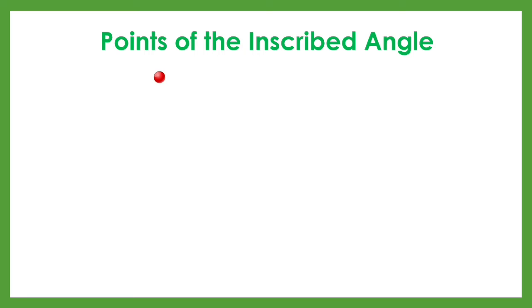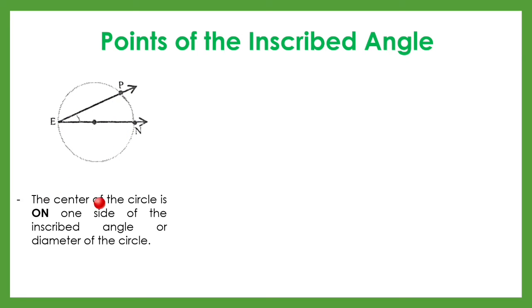Let's now have the points of the inscribed angle. So, una, tingnan natin itong figure na to. So, yung center, saan natin makikita? Nandito sa ating inscribed angle. So, the center of the circle is on one side of the inscribed angle or diameter of the circle. So, matatagpuan siya dito sa inscribed angle or diameter ng circle. So, the inscribed angle is angle PEN and intercepts PN. So, ang ating intercepted arc is arc PN.